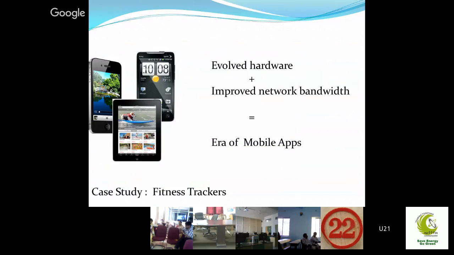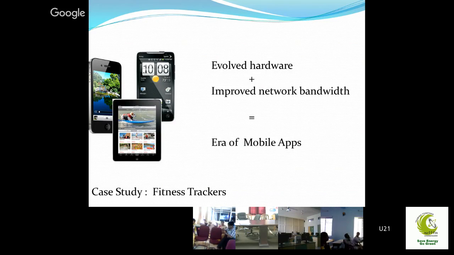So if we talk about the application perspective, hardware has evolved and we are having improved network bandwidth. And today you can see a lot of mobile applications. If we talk about one such case, like fitness trackers, we are having a lot of smartwatches which can sense n number of parameters from our body and send this data to your mobile, and that mobile can further store it on cloud. This is a typical scenario in a lot of other applications, for example, body area network based applications.